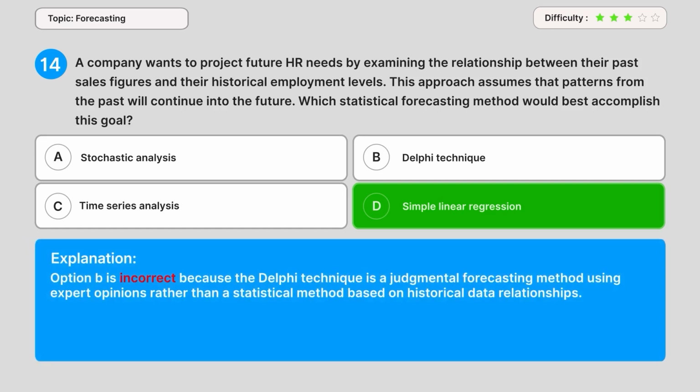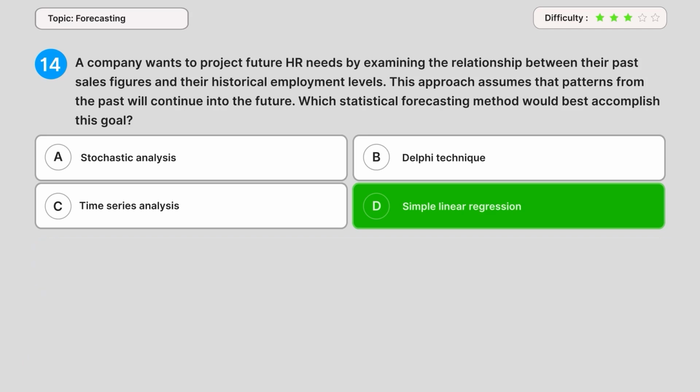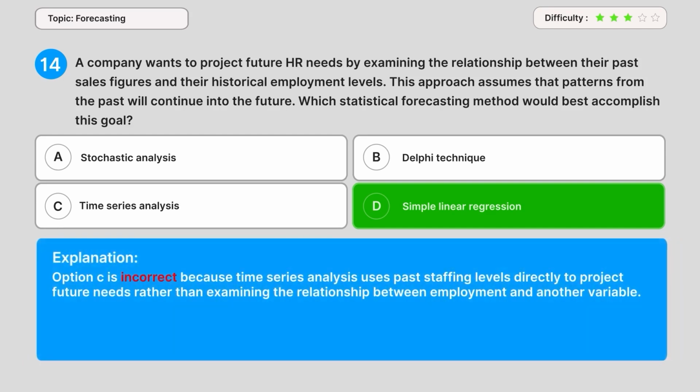Option B is incorrect because the Delphi technique is a judgmental forecasting method using expert opinions rather than a statistical method based on historical data relationships. Option C is incorrect because time series analysis uses past staffing levels directly to project future needs rather than examining the relationship between employment and another variable.